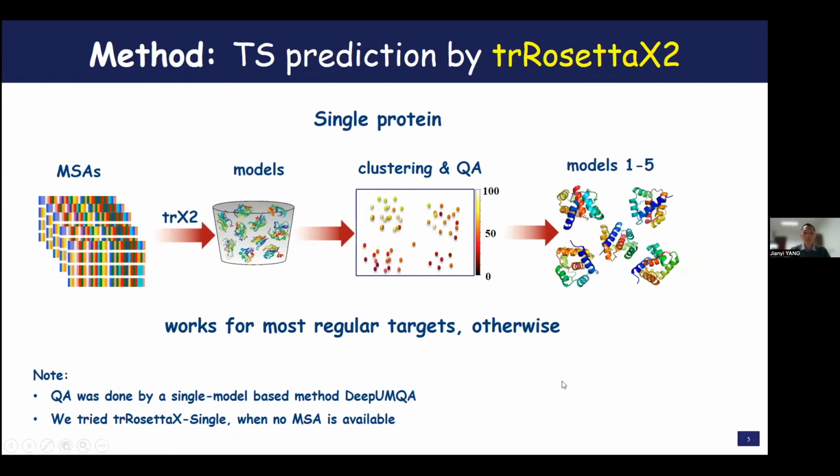For the structure prediction, we input the MSAs we collected in the first step and then use TR-zeta X2 to predict the models, cluster the predicted models, and also select the model based on quality assessment. We use DeepUMQA to rank the models. When there's no MSA, we just use our single sequence or the language model based TR-like single method to predict structure. But mostly this is not very good.